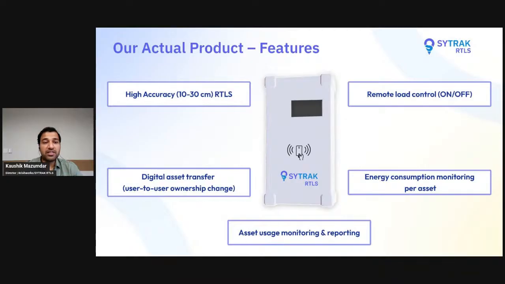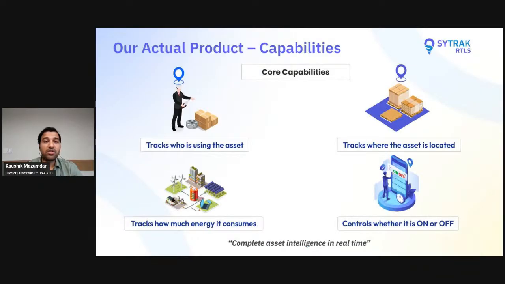The features of the A3S node are, like it is said, high accuracy RTLS of 10 to 30 centimeters, remote load control to turn an asset on and off, digital asset transfer, and energy consumption monitoring per asset. The core capabilities will allow anyone to track who is the user of the asset, track where the asset is located, track how much energy it has consumed, live or historically, and control its load via remote on or off or smart alarms.